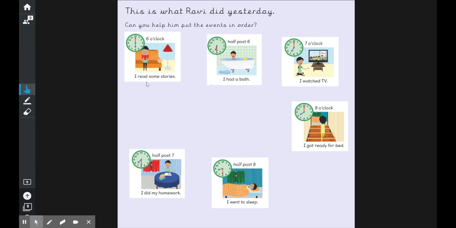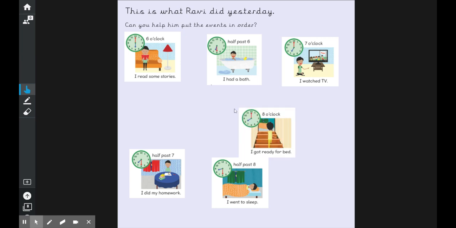So at 6 o'clock, I read some stories. At 6:30, I had a bath. At 7 o'clock, I watched TV. What must come next then? What comes before our 8 o'clock here?